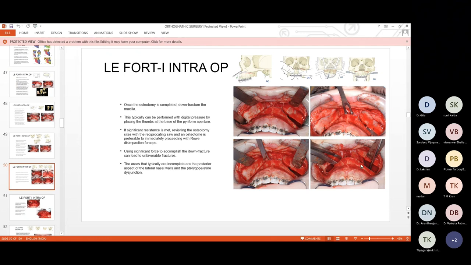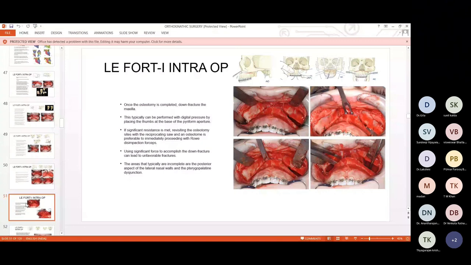And then you can see on the left side, there is a thing called the Smith spreader. So you put the blades inside the osteotomy sites and gently spring it open so that the crack starts developing at the osteotomy lines. So once you carefully do it, with very steady hands, you can see that the maxilla has come down, down fractured, leaving the posterior aspect of the skull base coming into the view.